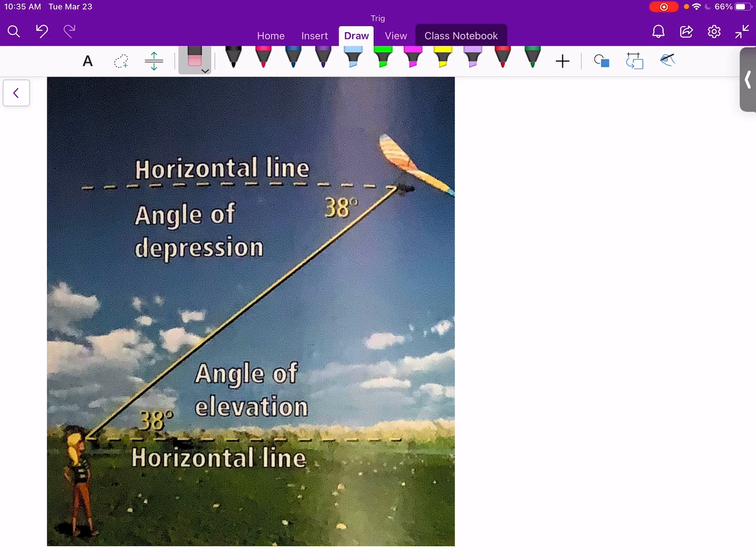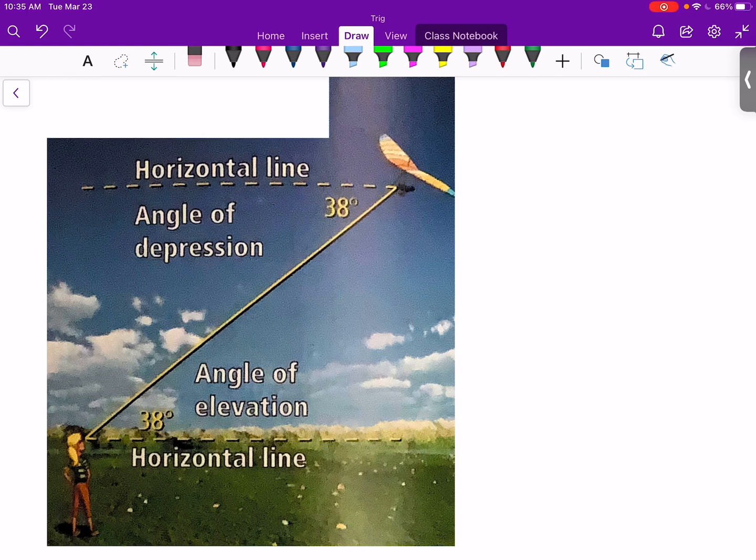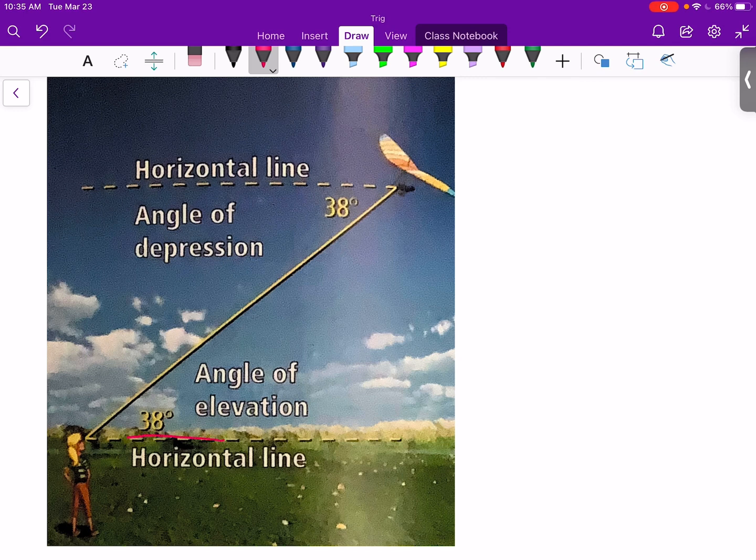But an angle of elevation is an angle from a horizontal line looking up. So in our picture, we have a girl looking up at a hang glider, and that is the angle of elevation. And our angle of depression is the angle from the hang glider looking down. Notice both of those use a horizontal line, not a vertical line.